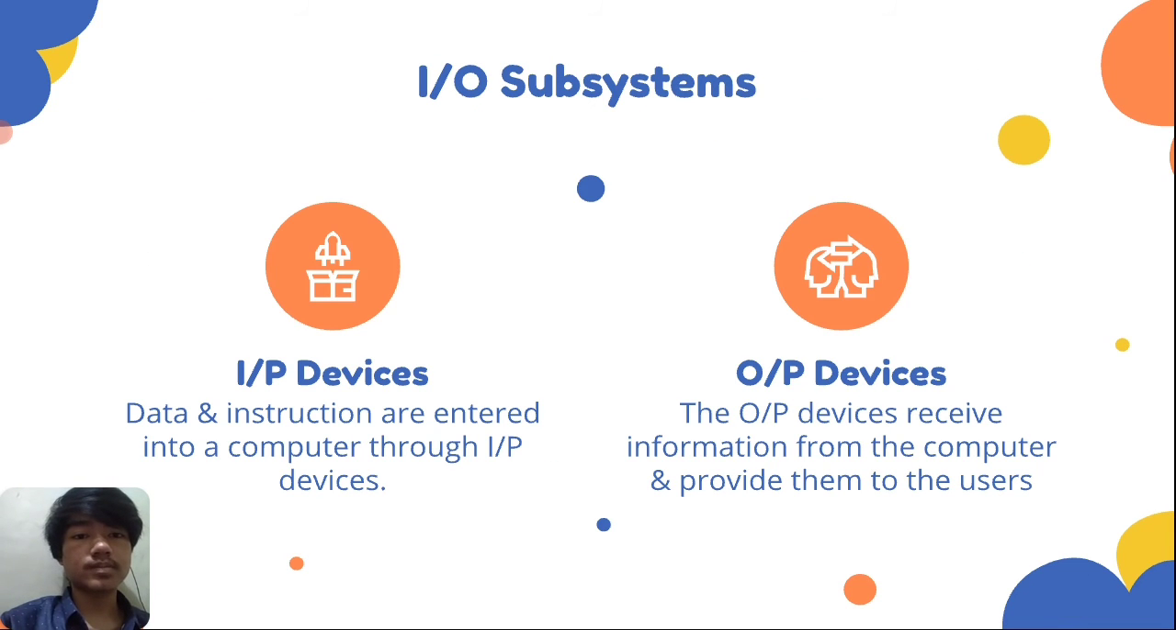I/O subsystem. Input device: data and instructions are entered into a computer through an input device. An input device converts input data and instructions into a suitable binary form which can be accepted by the computer. Example input devices are keyboard, mouse, joystick, trackball, and many more.